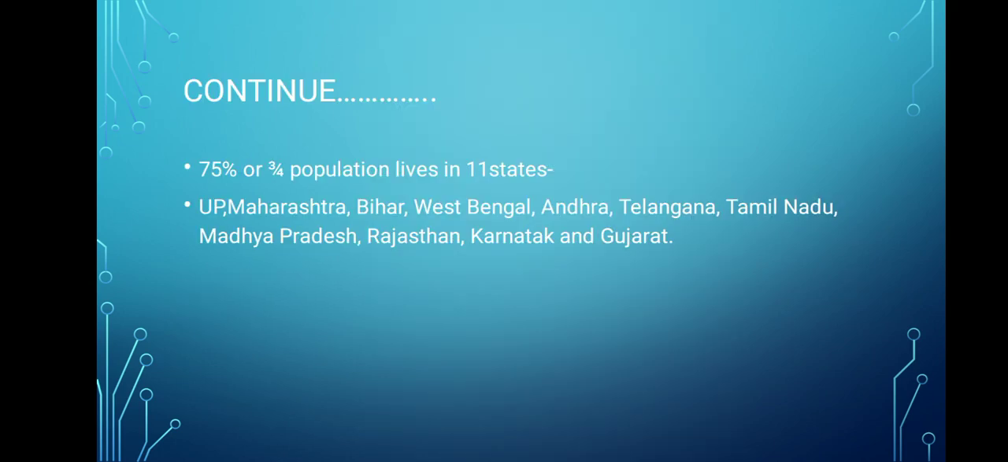Now, you can say 75% or three-fourths of the population of India lives in 11 states. These states are Uttar Pradesh, Maharashtra, Bihar, West Bengal, Andhra Pradesh, Telangana, Tamil Nadu, Madhya Pradesh, Rajasthan, Karnataka, and Gujarat. These are the states where population is very high.